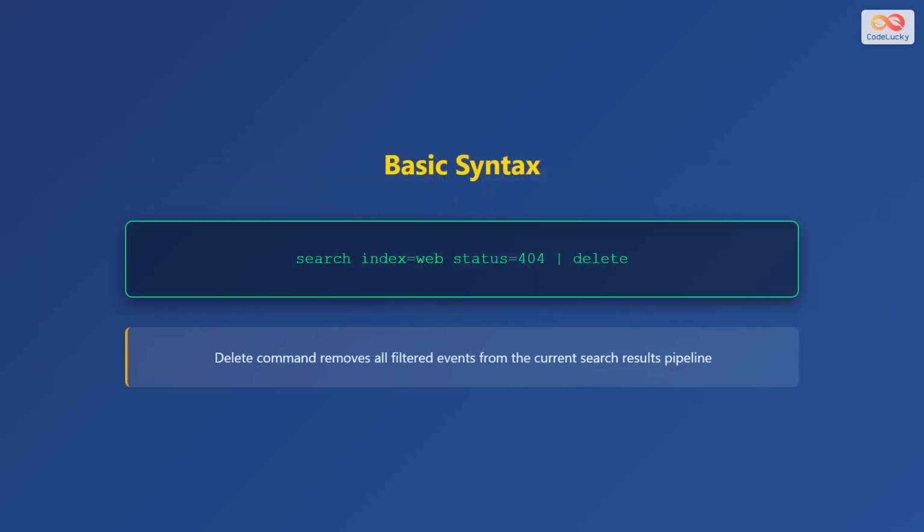The basic syntax for the delete command is straightforward. You simply pipe your search results to the delete command using the vertical bar operator. For example, if you search for web index events with status 404, you can pipe those results to delete to remove all of those error events from your current results. The delete command removes all filtered events from the current search results pipeline.